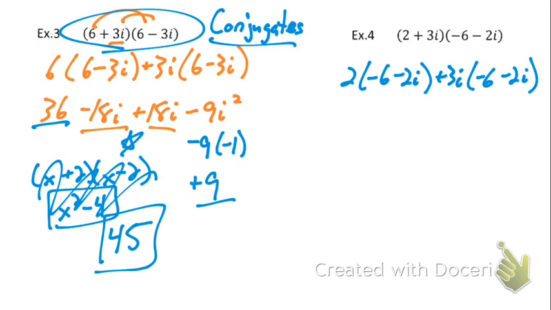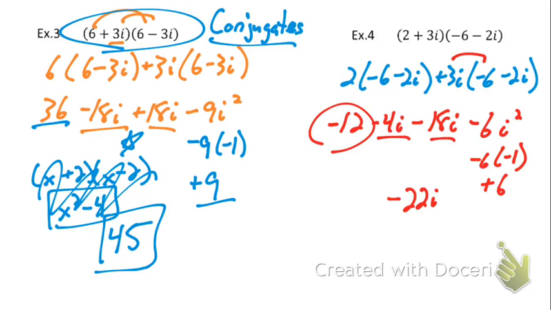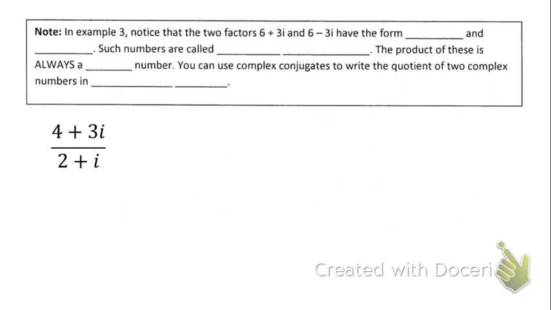So, I'm going to change my color here. I have negative 12 minus 4i, and then minus 18i, and then minus 6i squared. Now I'm going to take care of these first, because I know those will always combine. Negative 22i. Good. Now over here, negative 6 times negative 1 is a positive 6. Now negative 12 plus 6 is negative 6. And there's your answer.